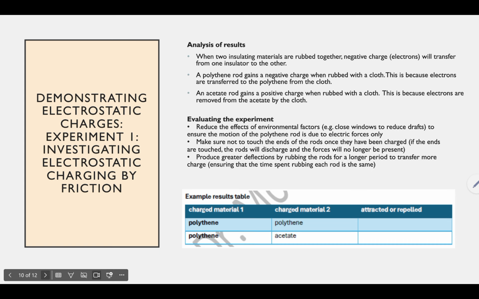Reduce the effects of environmental factors to ensure motion of the polythene rod is due to electric force only. Make sure not to touch the ends of the rods once they've been charged, and produce greater deflections by rubbing the rods for a longer period to transfer more charge.